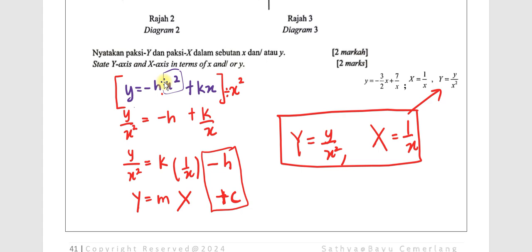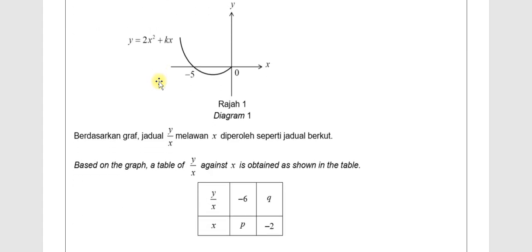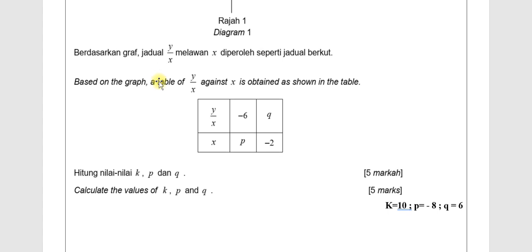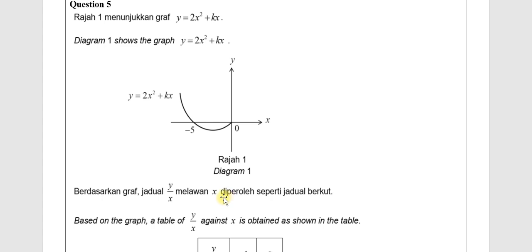Alright, so next question, question number 5. They are showing a curve here. When you draw y over x against x, based on the table, based on the graph, a table of y over x is shown. Calculate the values of p and q.